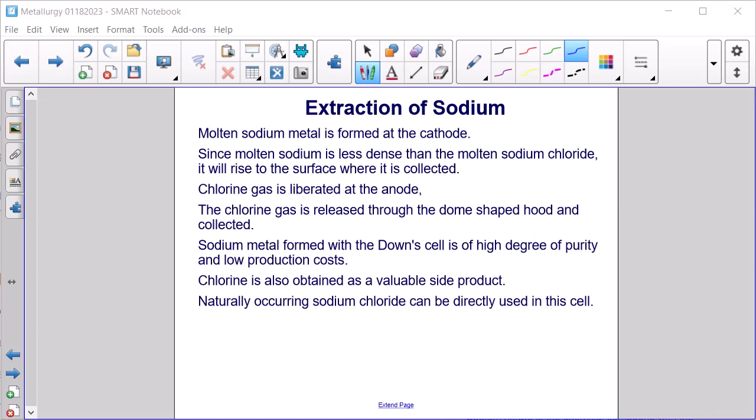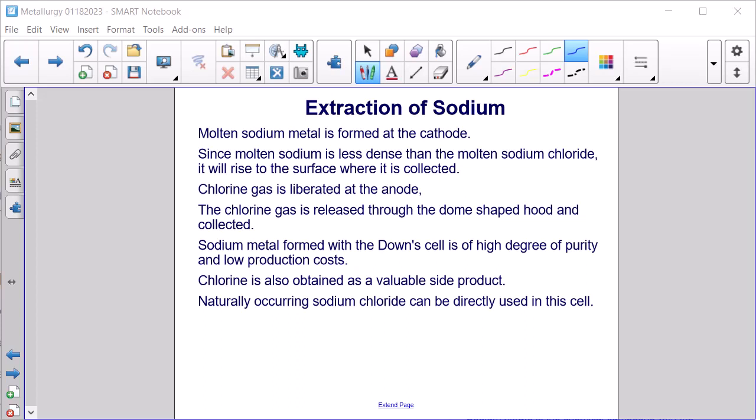Molten sodium metal is formed at the cathode. Since molten sodium is less dense than the molten sodium chloride, it will rise to the surface where it is collected. Chlorine gas is liberated at the anode. The chlorine gas is released through the dome-shaped hood and collected.